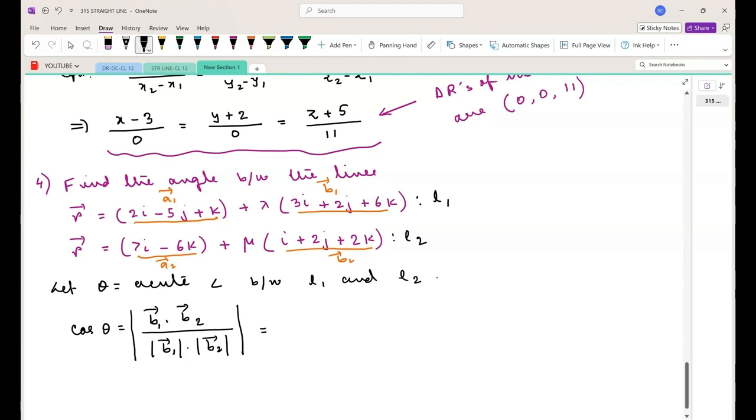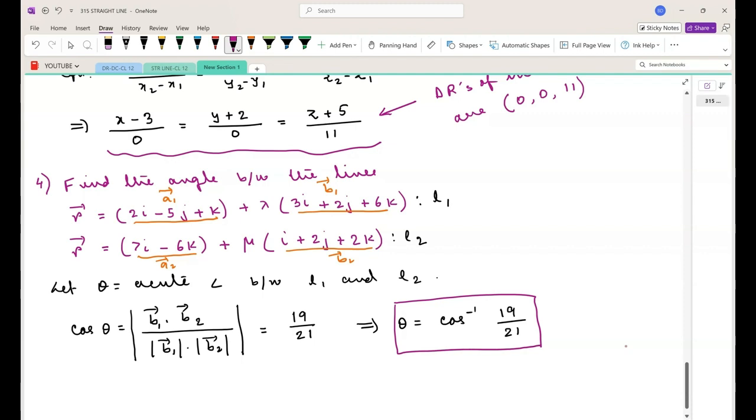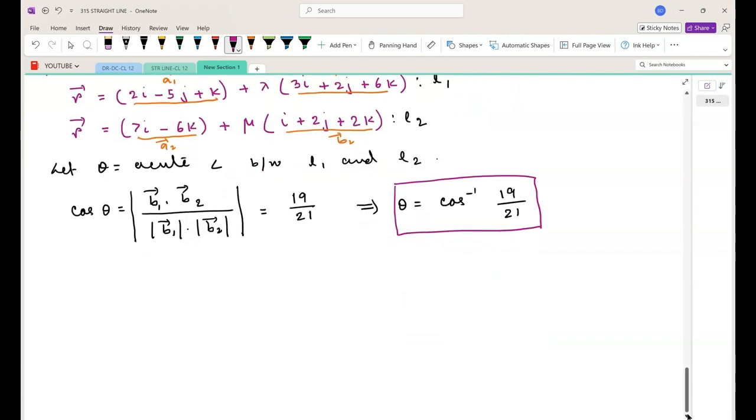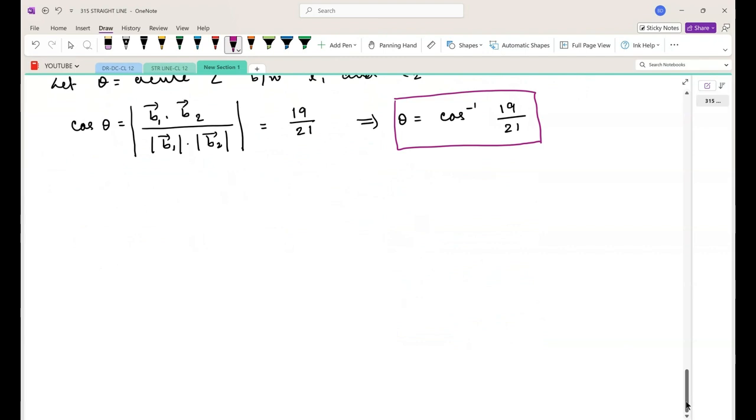So if you now calculate, you know how to calculate the dot product. If you calculate this, you will get 19 by 21. So from here, theta equal to cos inverse 19 by 21. So that's my answer. Actually, the sums on 3D are very simple. The theory looks very formidable, but the sums are quite easy and there are not many varieties also. That's the main advantage. Okay. Now next, sum number 5.